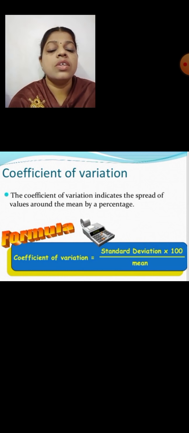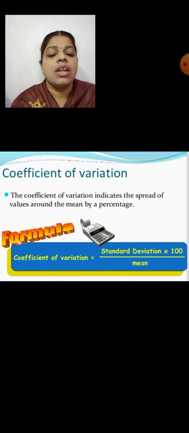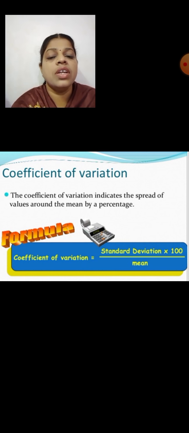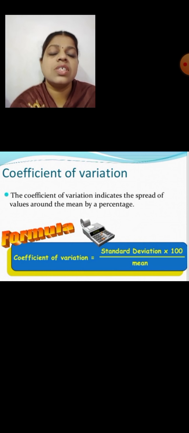So children, almost all the measures of dispersion are over. Next, we will calculate the different numerical solutions of these related measures. And while doing the relative measures, it will be more precise for you.